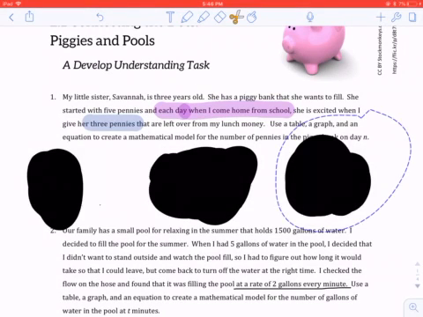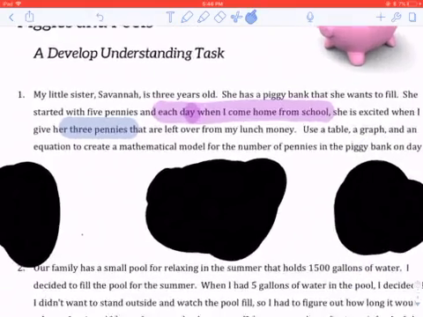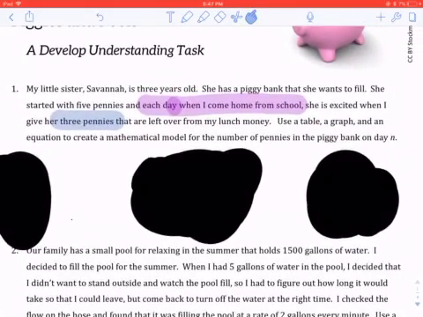Now, you'll notice I have a bunch of black splotches. You'll see what those mean in a moment, but we're going to start with our problem. For this problem, we're going to pretend we have a sister named Savannah who's 3. She wants to fill a piggy bank. She starts out with 5 pennies, and each day we come home from school, she's excited because we're going to give her 3 pennies that's left over from our lunch money. So we're going to use a table, a graph, and an equation to create a mathematical model for the number of pennies in the piggy bank on day n.